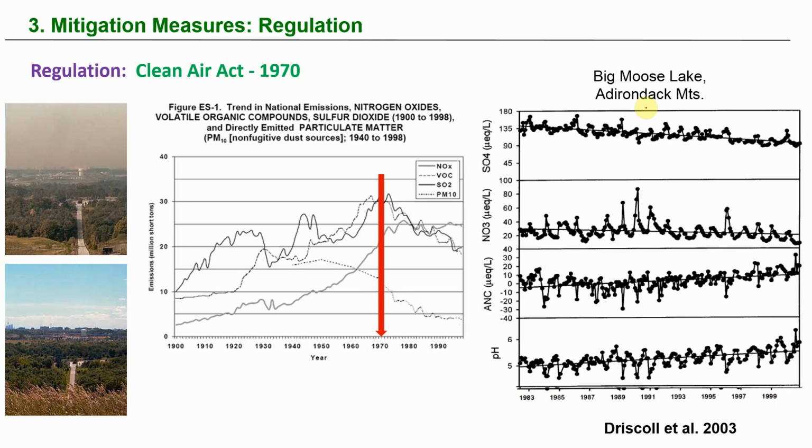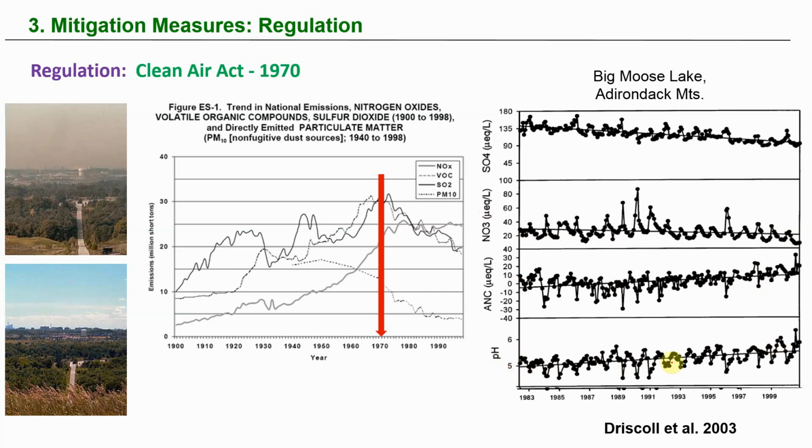But this is at Big Moose Lake in the Adirondack Mountains. We look at sulfur oxides, they've gone down. We look at nitrous oxides, they've gone down. We look at the ANC in equivalents per litre, that's gone up. And most crucially, pH started to go up again.